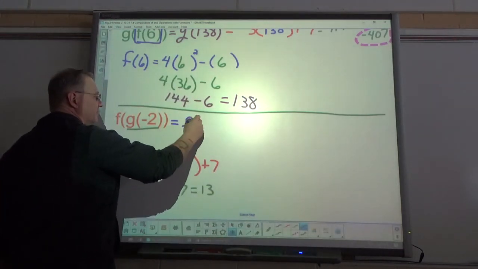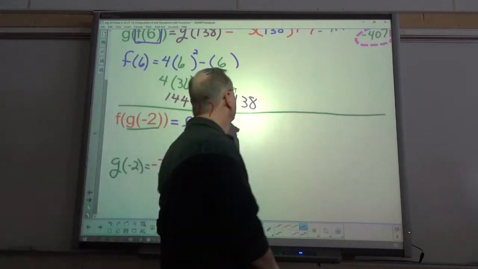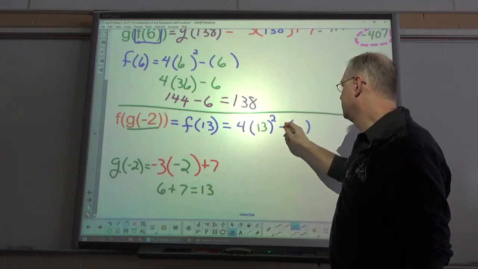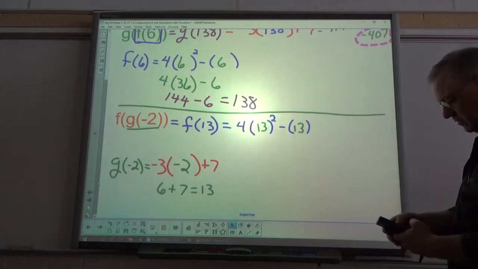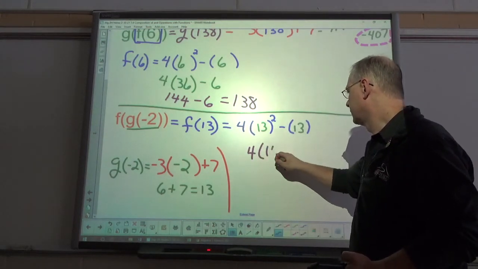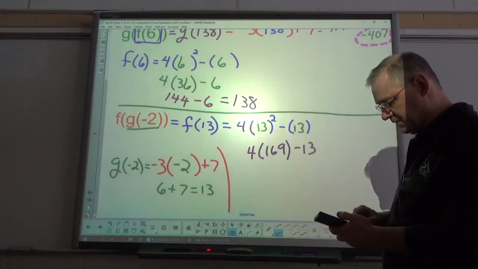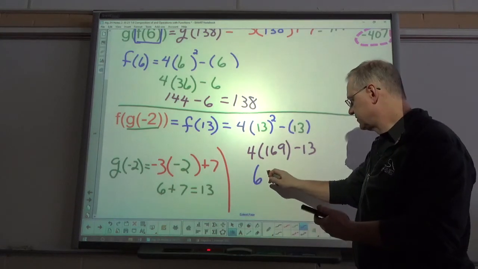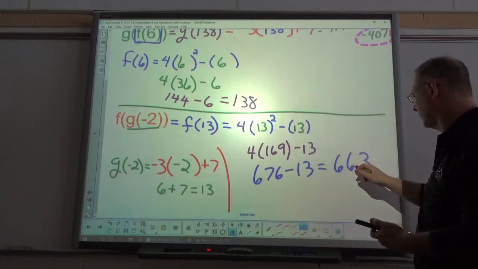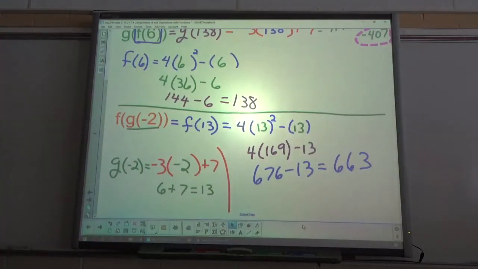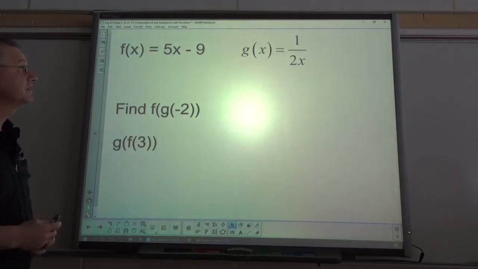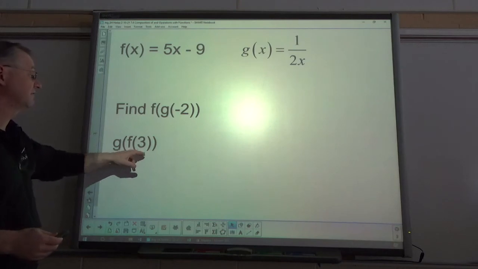So up here, I'm going to say f of 13. Now, f of x was 4 times x squared minus x. We're filling it in with 13. Well, 13 squared is 169, and multiply that by 4, I get 676 minus 13. So that would be 663 for my answer. So f of g of negative 2 is 663. All right, you give these two a try, f of g of negative 2 and g of f of 3, and see how you do.